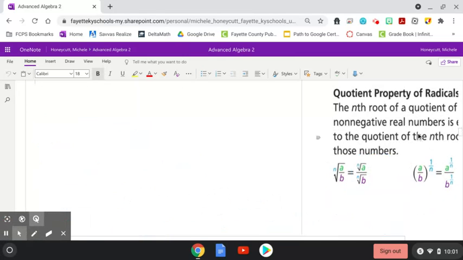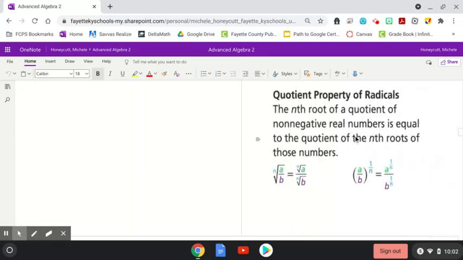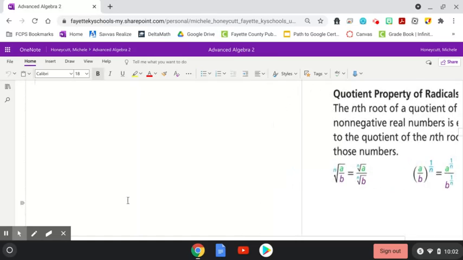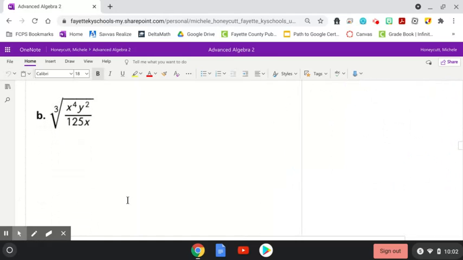So now let's look at the quotient property. The quotient property deals with whenever you have a radical of a fraction, you can split that radical up into two separate ones, one at the top, one at the bottom. So let's see how that applies here on part B. My advice on these, again, is to always try to simplify the inside. So I look on the inside and I notice an x to the fourth and an x to the first power. So I'm going to simplify what's happening on the inside first.